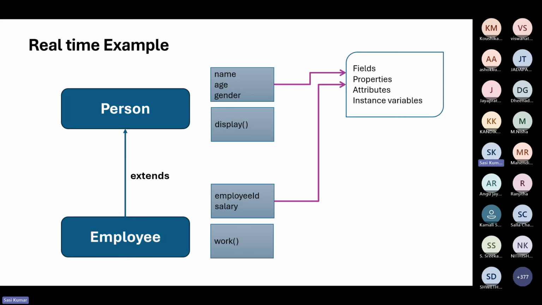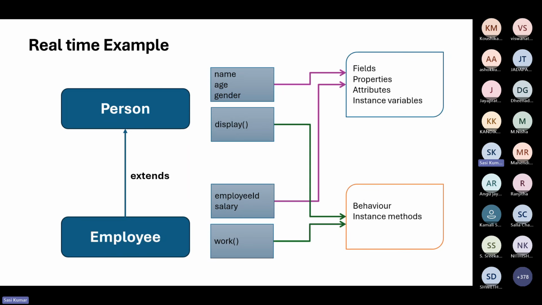So all these fields are called properties or fields or attributes or instance variables. Then you can ask, hey, what about display and work? These are called behaviors. It can behave. Working is one of the behaviors. One action, you can say it is an action. So it is a behavior or instance methods.